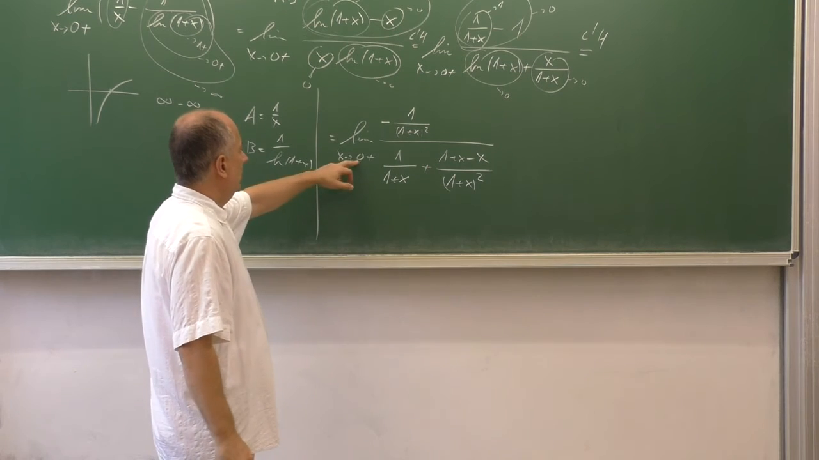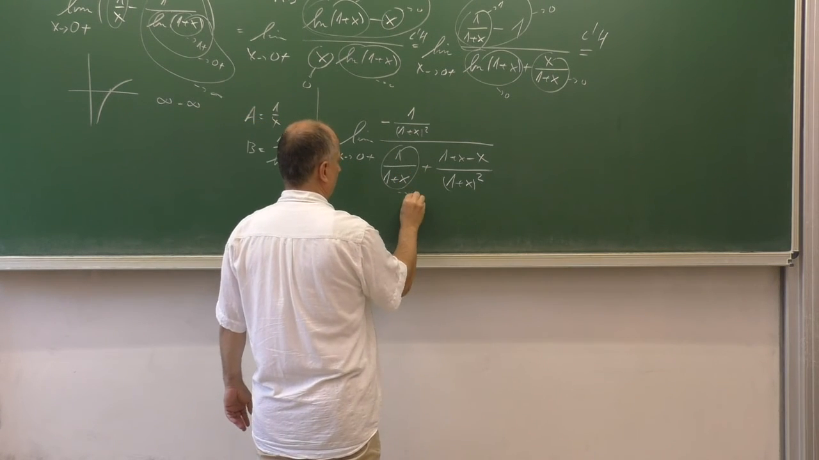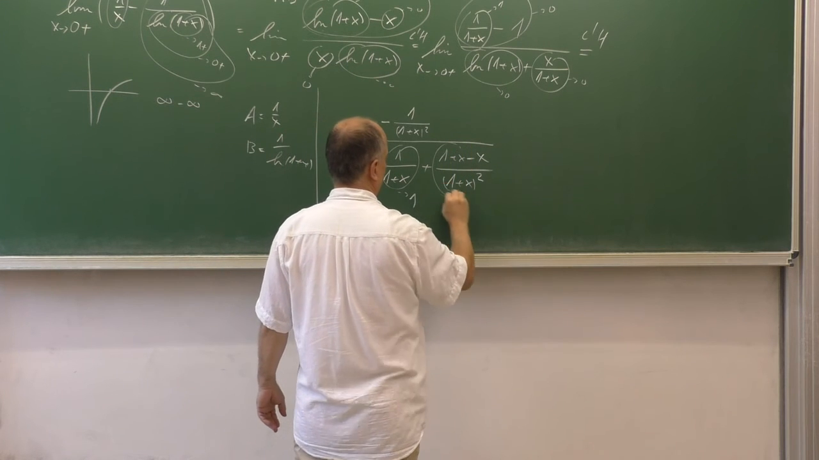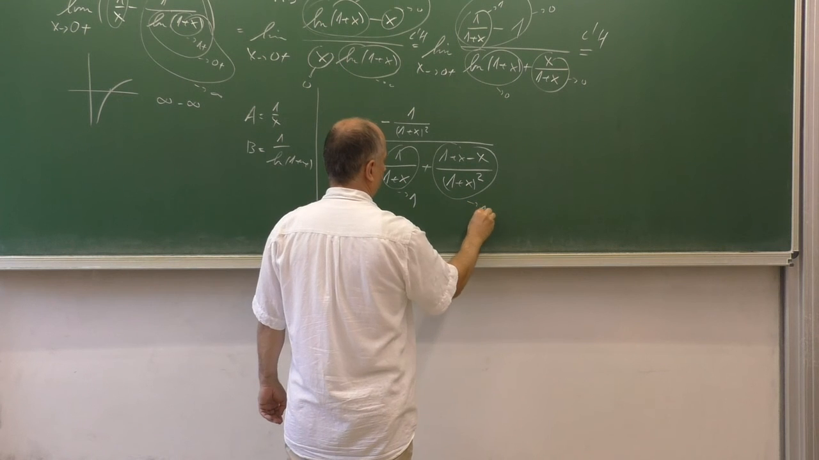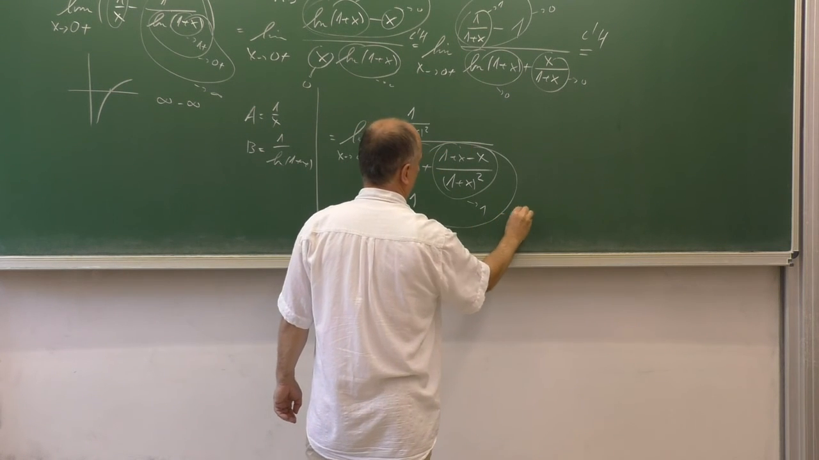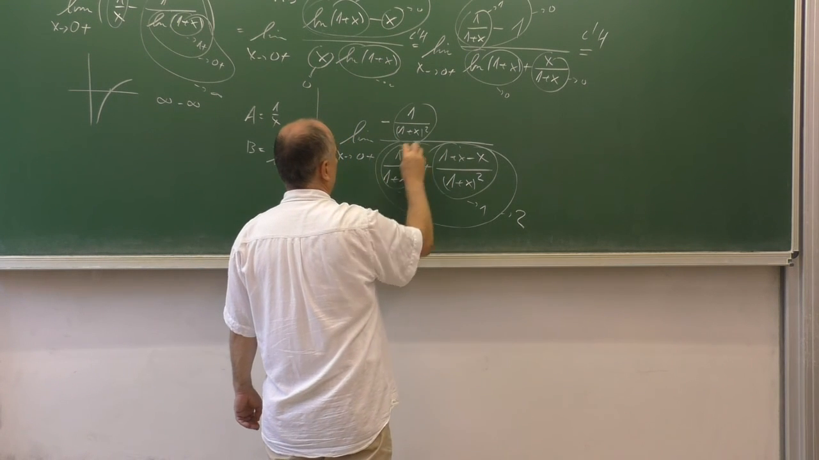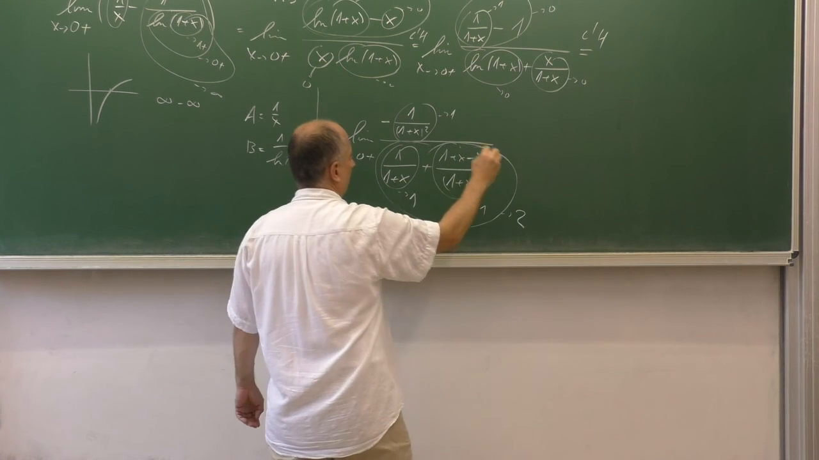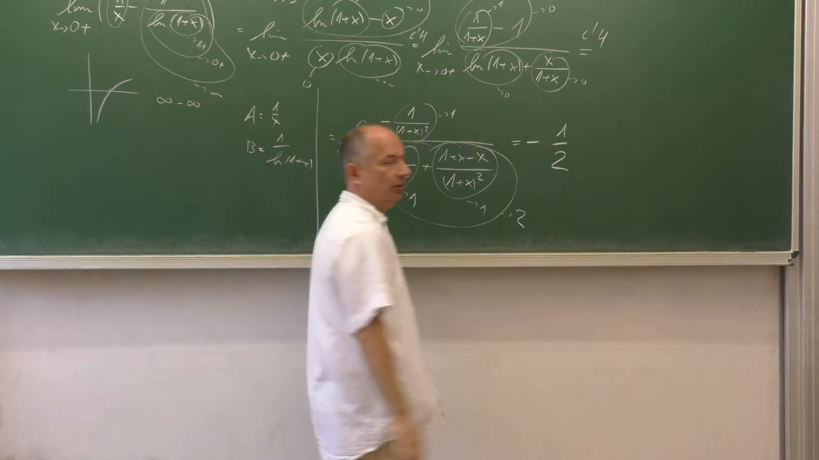Well, and now if x goes to 0, this goes to 1, x minus x cancel, and 1 over 1 is 1. So the whole numerator goes to 2, and if x goes to 0, this goes to 1, so the result is minus 1 over 2.